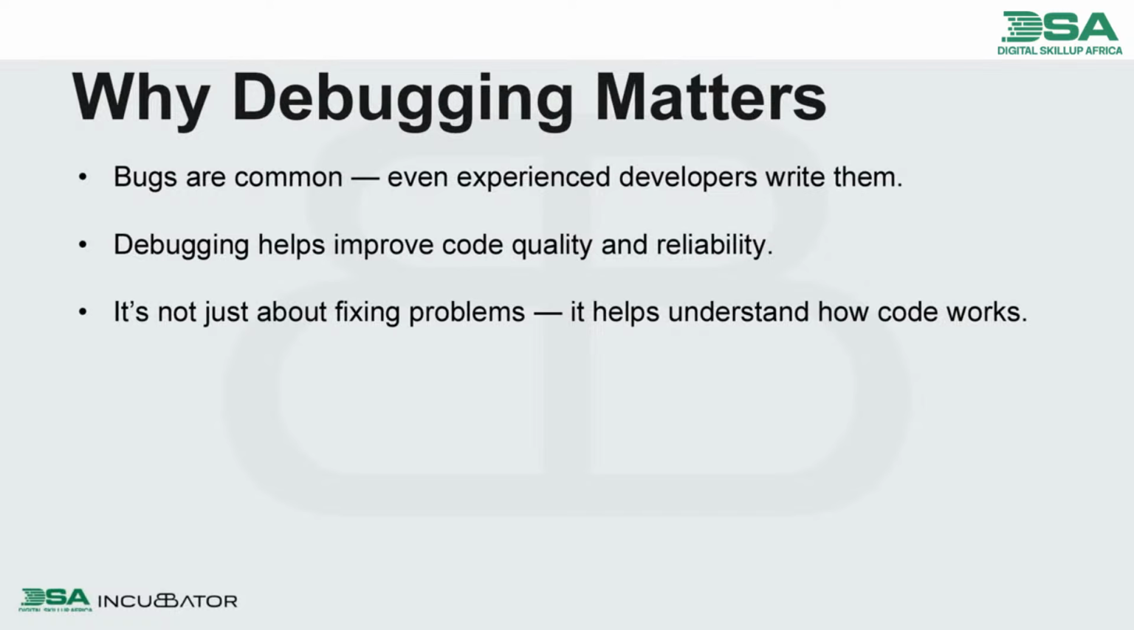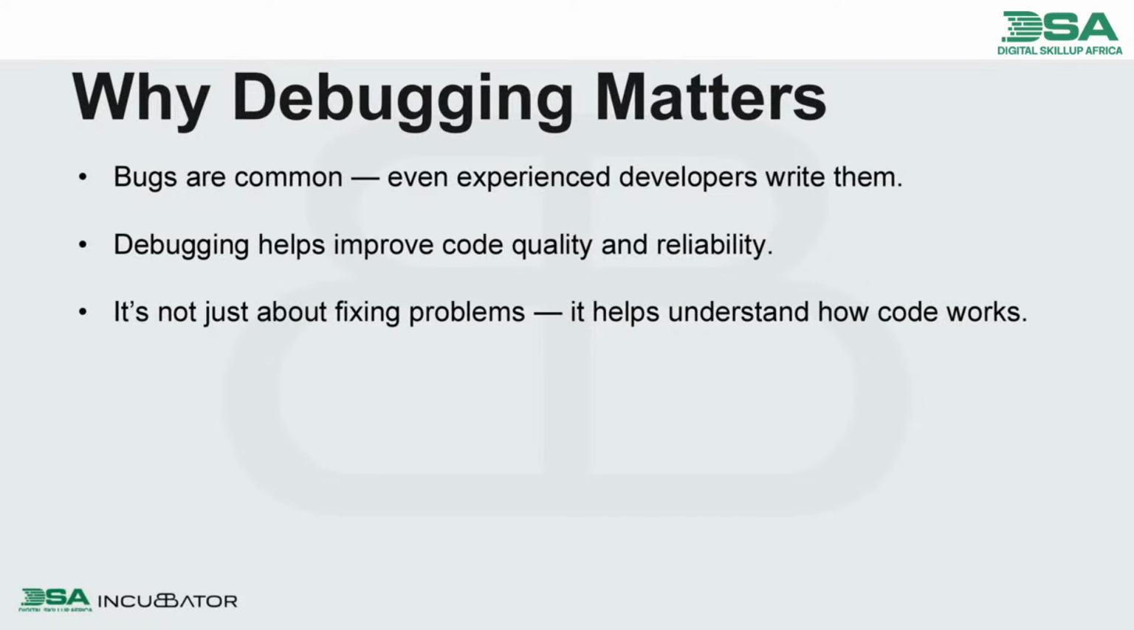So bugs are common. Even experienced developers write them. So there's no way you start coding, no matter how experienced you are, that you will not write one or two bugs. Worst case scenario, you might even end up pushing bugs to servers that people are going to consume and get wrong outputs. It's normal. So there's nothing wrong with making mistakes, just like generally in life.